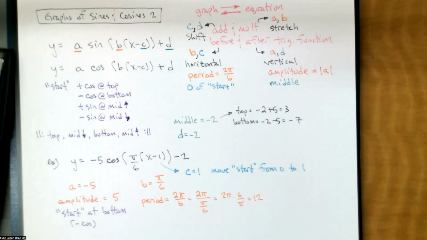Five things that we need to know. The amplitude, the middle, which we use to get the top and the bottom. The period, and then 2 parts at the start, where what we count as 0 and which point we start at.